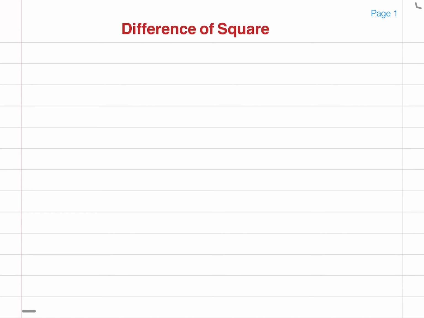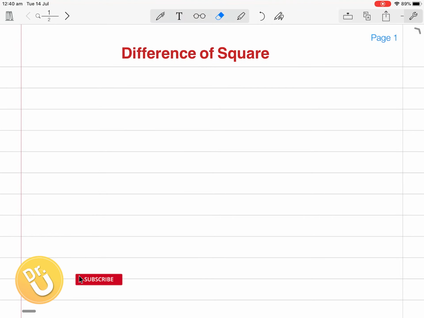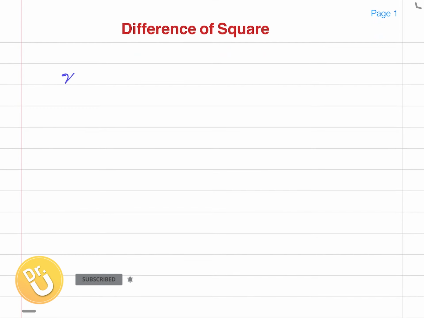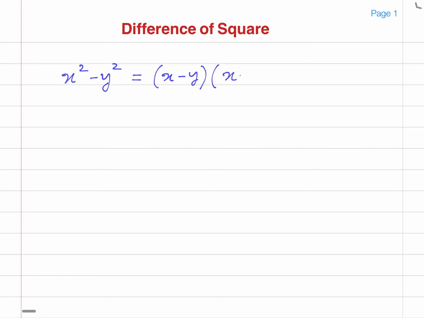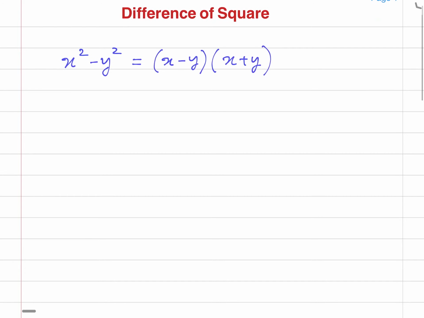Today we are going to discuss difference of squares. First of all, we will identify what a difference of squares is. The basic definition of this would be x squared minus y squared is equal to (x minus y) times (x plus y). So this is the basic definition. Now we will try to play with this definition.